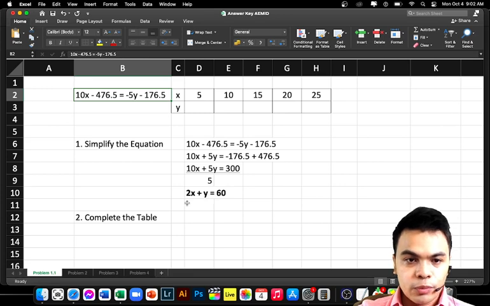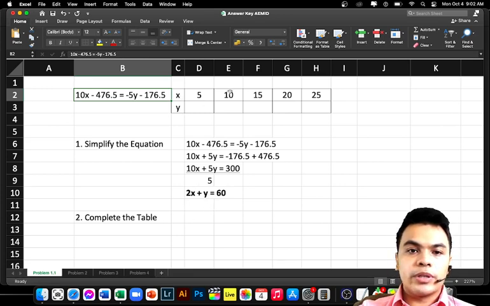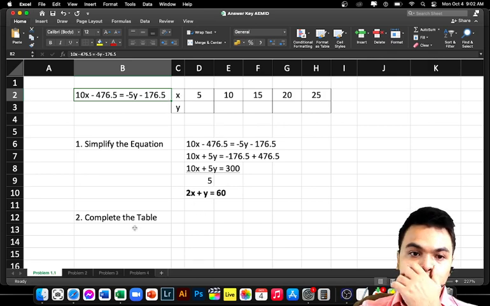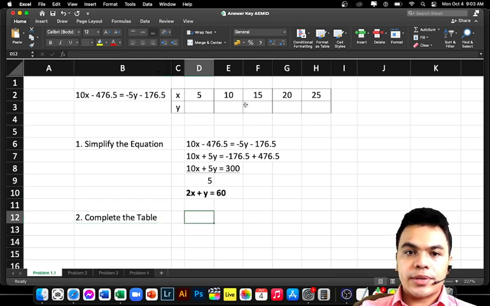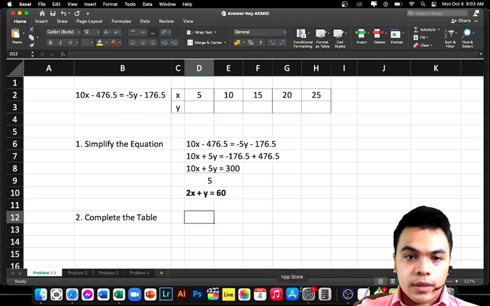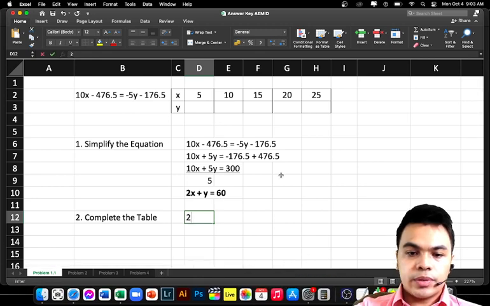Okay? So, hopefully everyone has simplified the equation first before computing for the values of x and y. Kasi mas madali if ito ang gagamitin natin. Okay, number 2, we complete the table. So, let's substitute. We have now the values for x, 5, 10, 15, 20, and 25. We will compute for the value of y. Okay, so dito tayo sa first, 2.